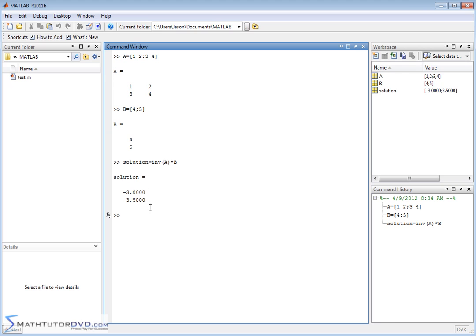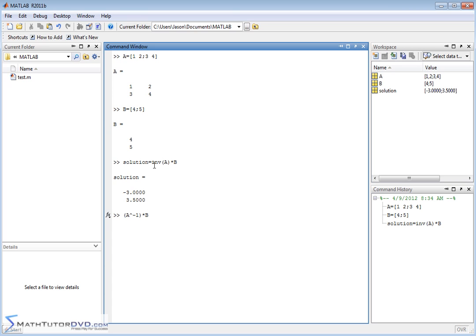And the solution is a column matrix, -3 and +3.5. So it goes in the same order as your variables. Here you had x and y, so your answer is x and y. So the answer is x is equal to -3, y is equal to +3.5. So this is one technique to do it. You could do inv, parentheses, matrix A, multiply times B. There are many ways to write this. You could also say A raised to the -1 power times B. This accomplishes the same thing. I'm just showing you two different ways.